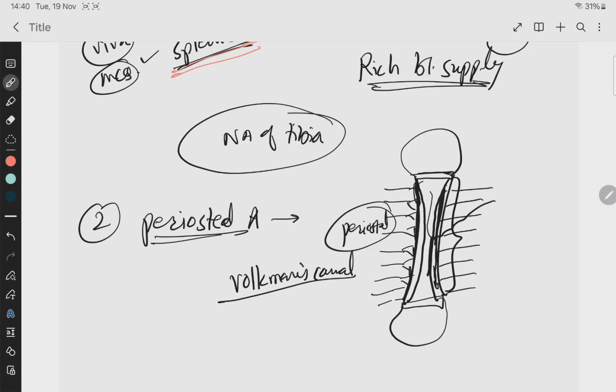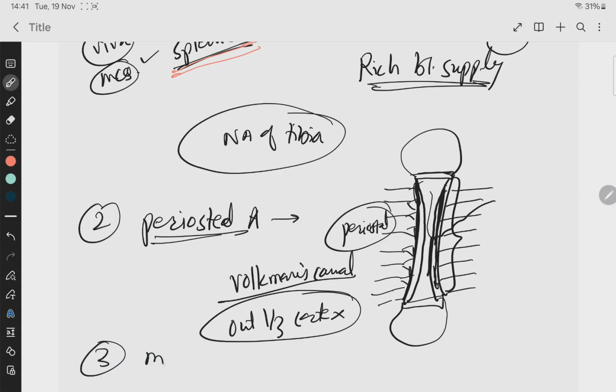Okay, which area of the bone is supplied? Mainly the outer one-third of the cortex is supplied by these periosteal arteries. They lie beneath the muscle, and the periosteal branches are coming from the arteries of the muscle.